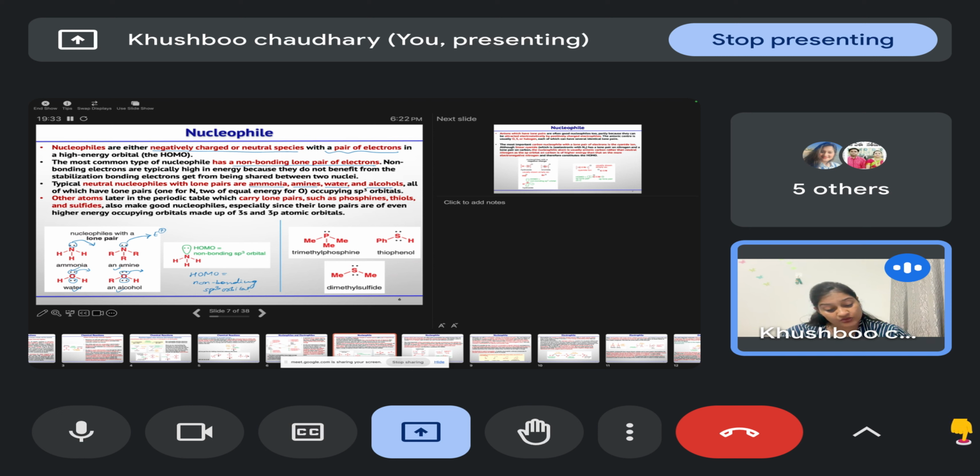Then other nucleophiles that are possible are phosphines, thiols, and sulfides. They can act as nucleophiles, and they have lone pairs of electrons in 3s or 3p atomic orbitals. So trimethyl phosphine, thiophenol, and dimethyl sulfide have phosphorus with one electron pair and sulfur with two lone pairs, which can participate in donation of electrons, or which can act as nucleophiles. Now these are all neutral species that have lone pairs of electrons.